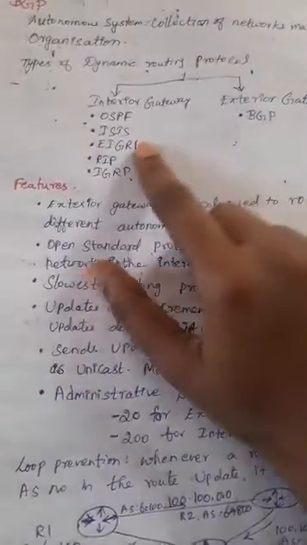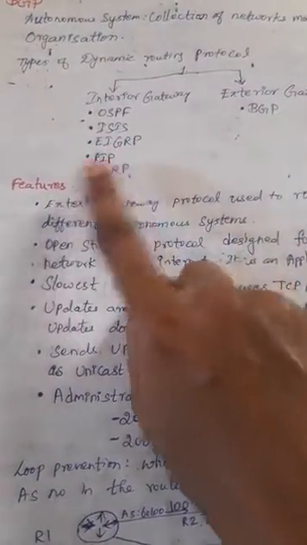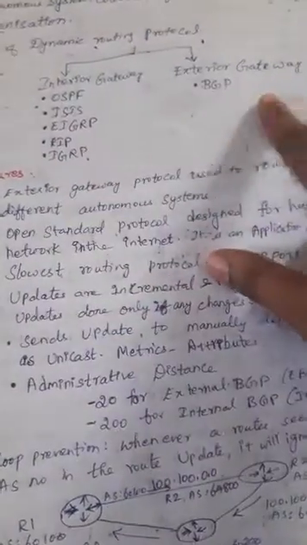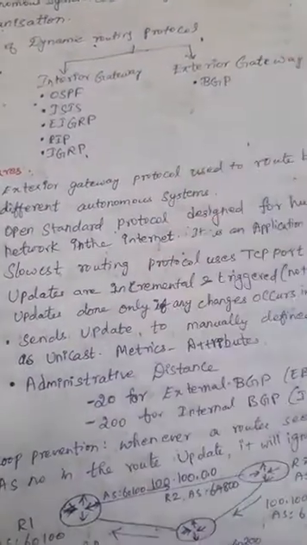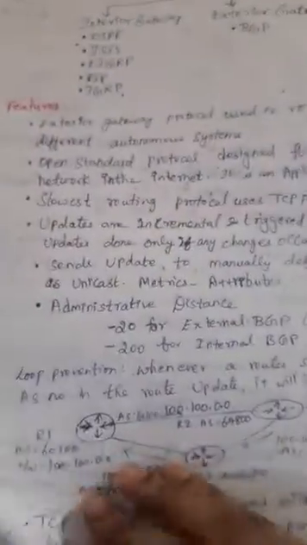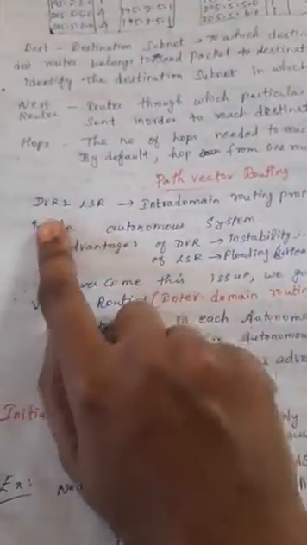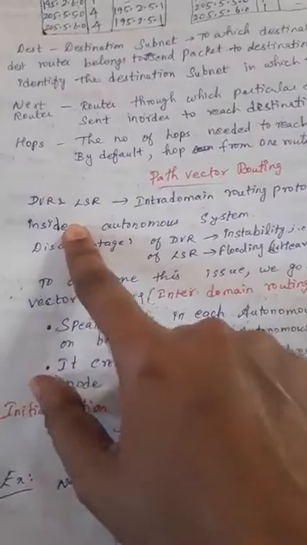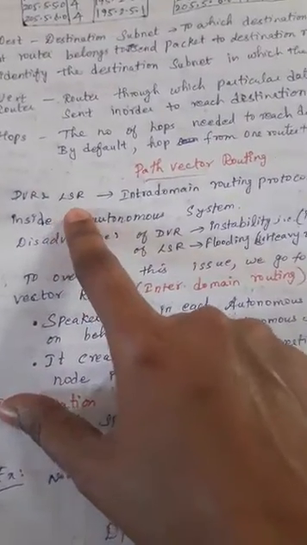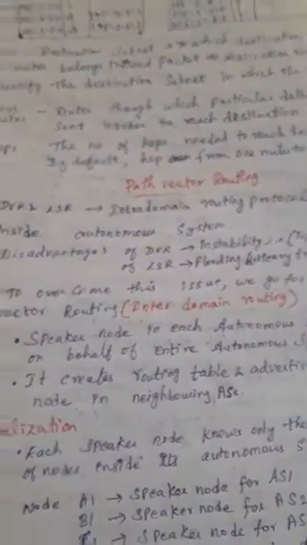Interior gateway protocols are OSPF, ISIS, EIGRP, RIP and IGRP. The exterior gateway protocol is only one, BGP. Before studying BGP, we should know about the path vector routing protocol. We have seen that distance vector routing protocol and link state routing protocol are intra-domain routing protocols, which means they are used within the autonomous system.